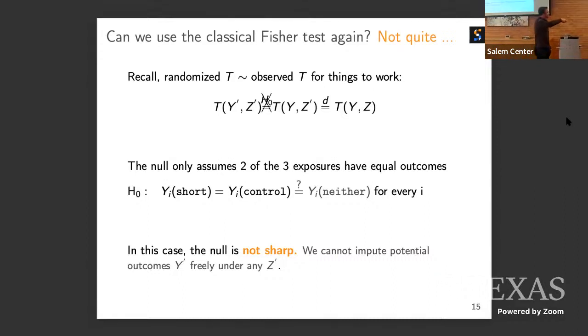So what we say in the randomization inference literature is that this is not a sharp null. We can't actually come up with a valid test because we cannot impute my potential outcomes freely under any draw from my experimental design.